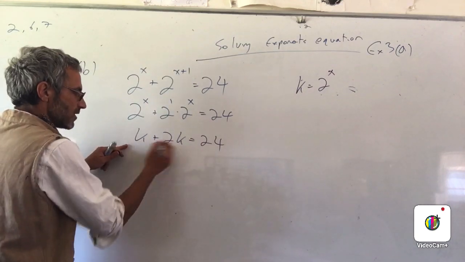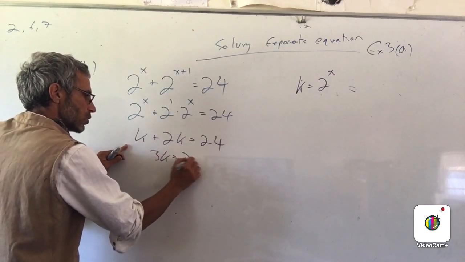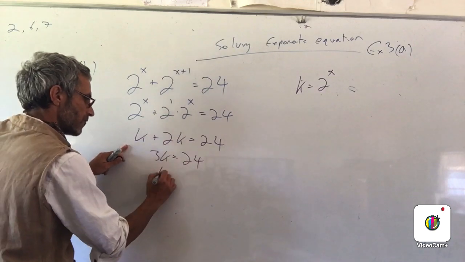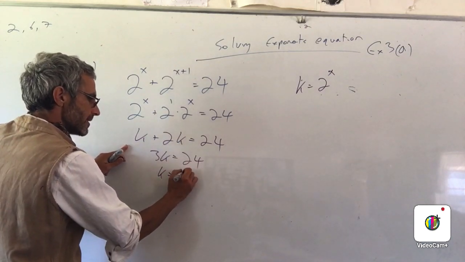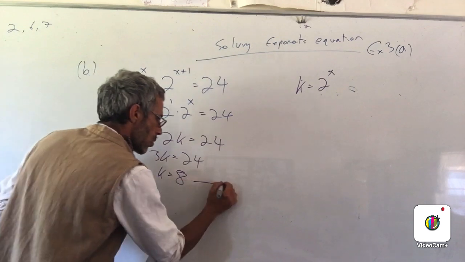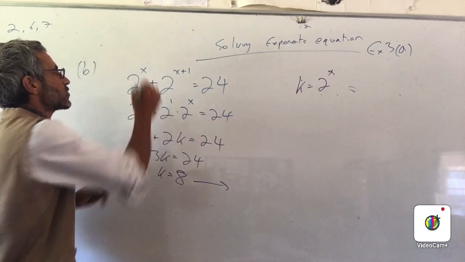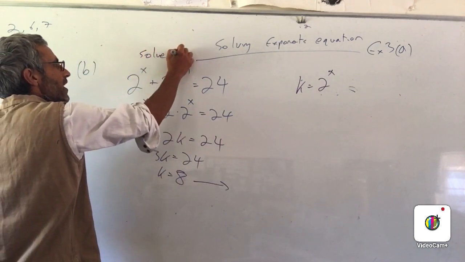So now that's an easy question for you. I'm not going to even ask you to do it because I know you can all do it. 3k equals 24, k equals 8. Is this the answer? No, because we now need to solve for x. I didn't ask you to solve for k.